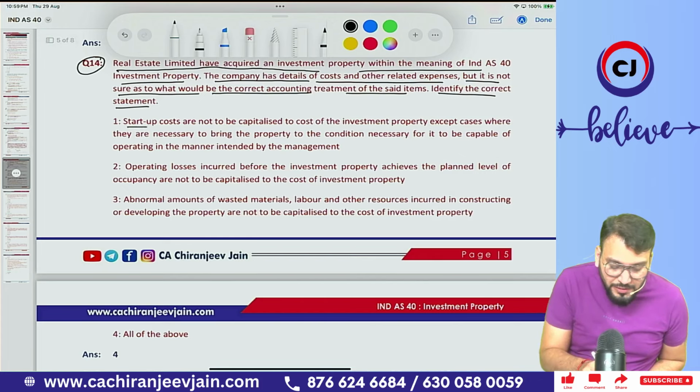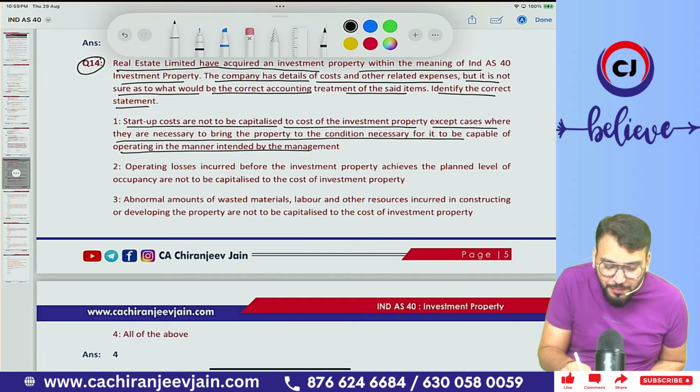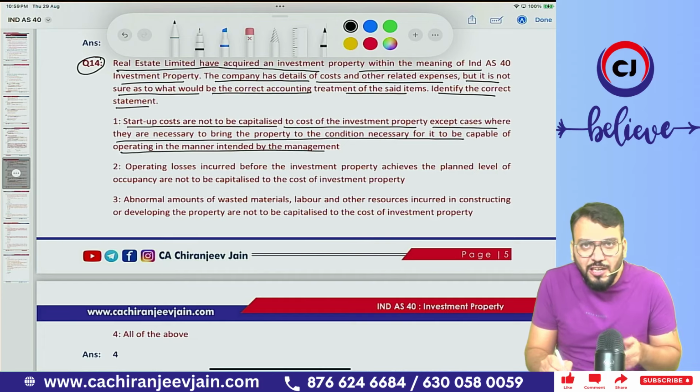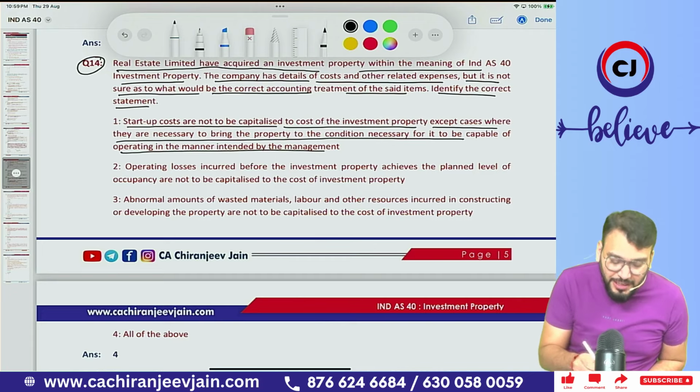Point number 1. Startup costs are not capitalized to the cost of investment property except cases where they are necessary to bring the property to condition necessary for it to be capable of operating in the manner intended by management. Correct only, because startup costs will not be capitalized. Yes, it can be capitalized if they are directly attributable to bring the asset in working condition. But this point, the first one is correct.